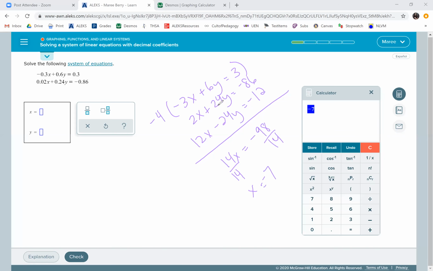Then we'll plug that in. Let's just do the second one. So 2 times -7 is -14. Then I'm going to add 14 to both sides, which means we're kind of subtracting, but we'll get a -72 divided by 24. I believe that's a -3. So we have x is -7, y is -3.